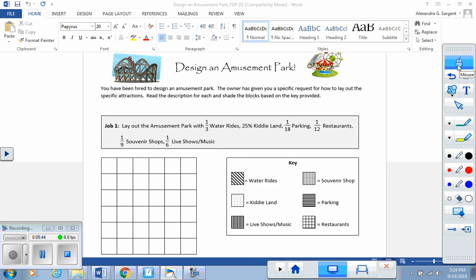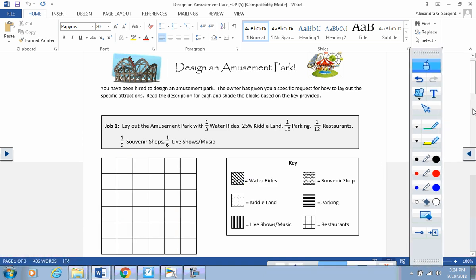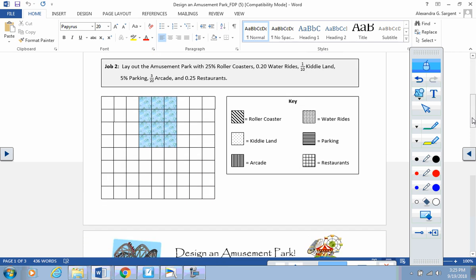Before I let you go on your own, I just want to note something. If you look at job number 2, this one has something a little bit different going on in it. Right here, it has water, which means that this is like a lake or a pond. So roller coasters can't go in any of these boxes. Kiddie land can't go here. Arcade can't go here. Water rides cannot be in the water. Parking, restaurants cannot be in the water. These things can't go there. So you're just going to have to figure out how many other boxes there are in order to figure out where the rest of your stuff goes.